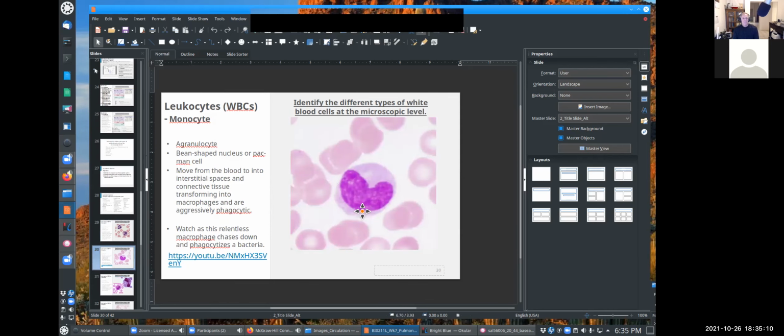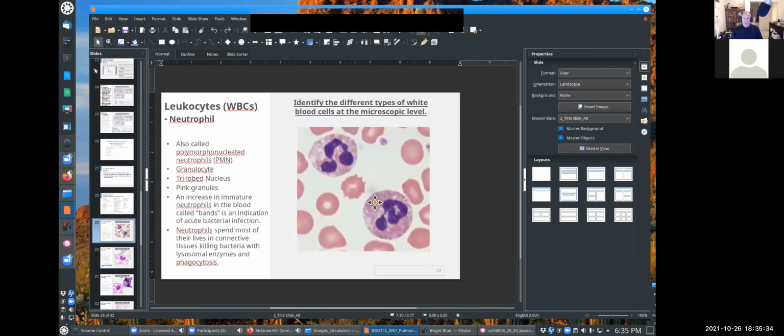Monocytes are pretty big cells, and they have large nuclei, and they kind of look like Pac-Man or a bean or a kidney bean. And they don't have granules in them, so they'll be kind of clear. See the difference between these two? See all that kind of speckling.